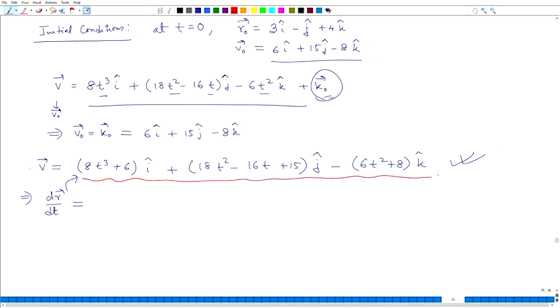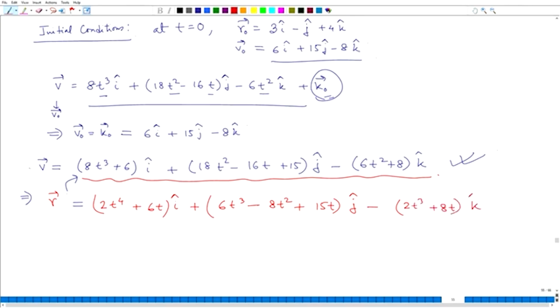here. So, instead of writing all the calculations step by step, I will simply directly write the r vector here, which can be written as 2t⁴ plus 6t î plus 6t³ minus 8t² plus 15t ĵ minus 2t³ plus 8t k̂ plus another constant of integration, okay, which I denote by k₀′.